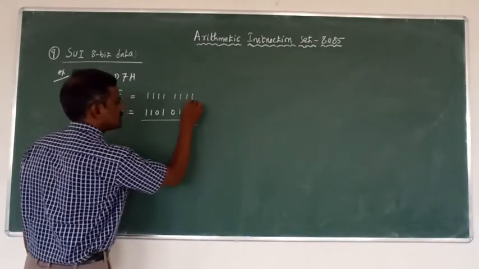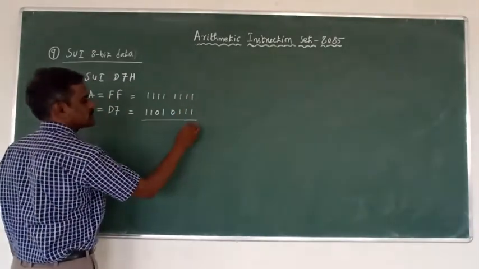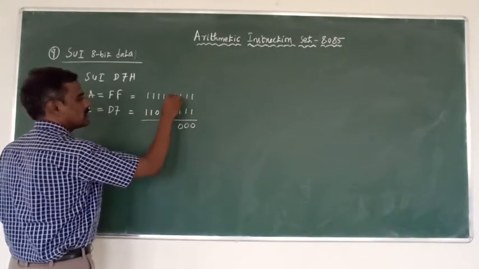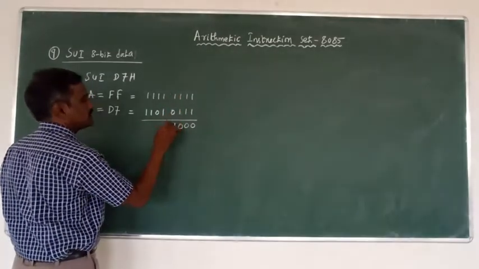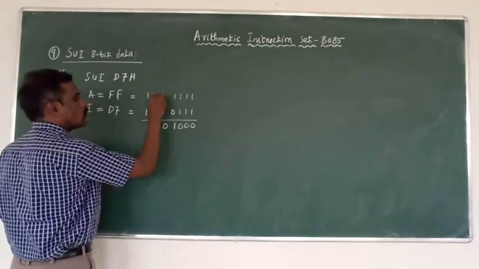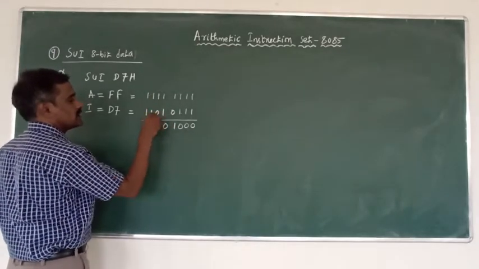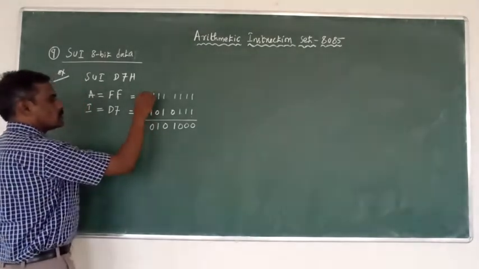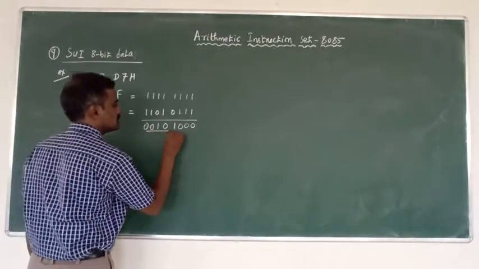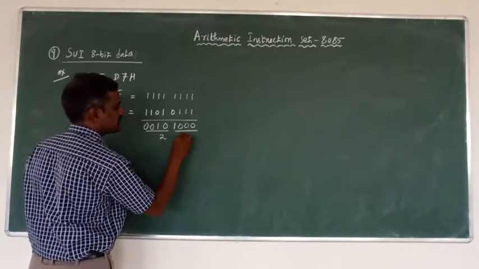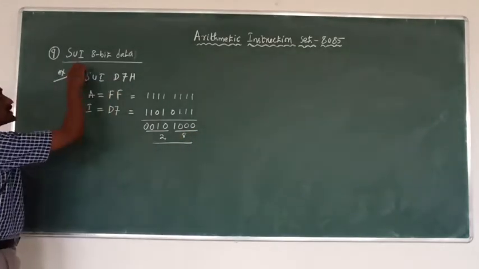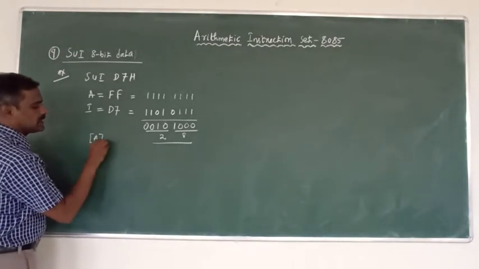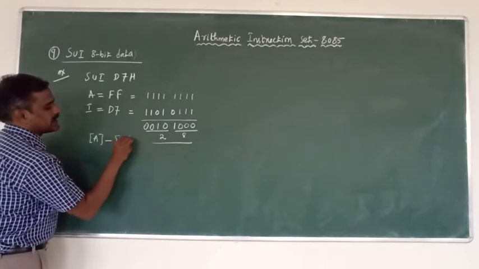Now to subtract these two data: 1 minus 1 is 0, 1 minus 1 is 0, 1 minus 1 is 0, 1 minus 0 is 1, 1 minus 1 is 0, 1 minus 0 is 1, 1 minus 0 is 1, 1 minus 1 is 0. Now the result is 28. Here SUI means subtract the accumulator content and the immediately given 8-bit data.